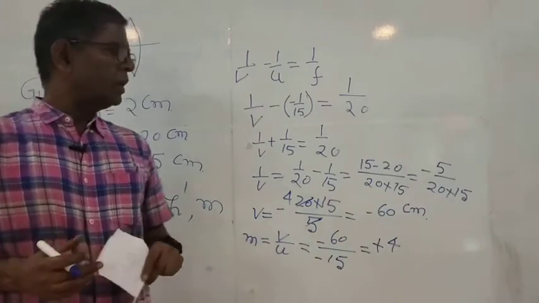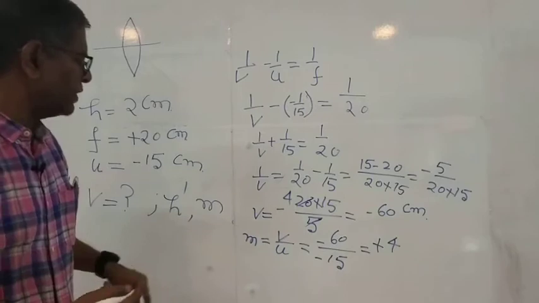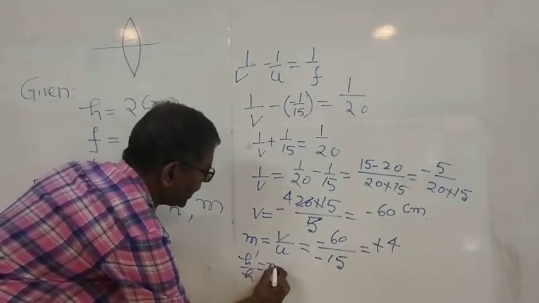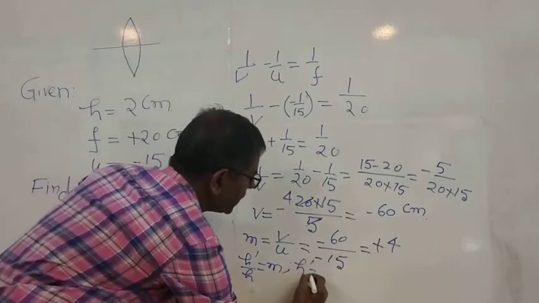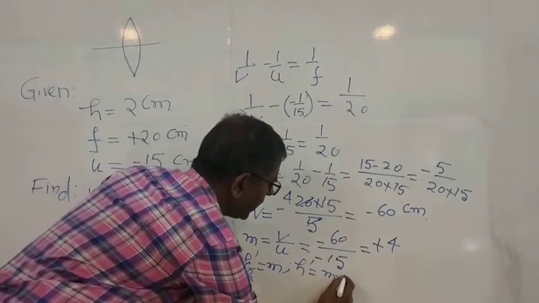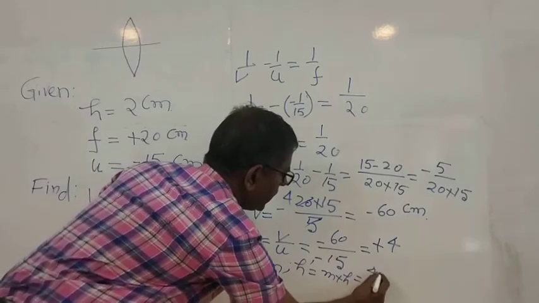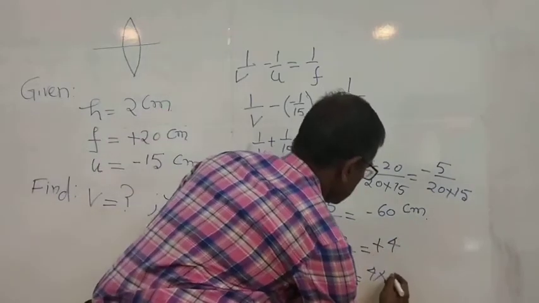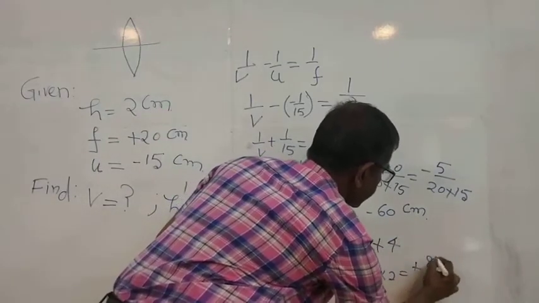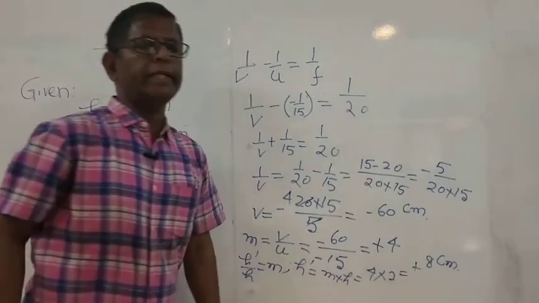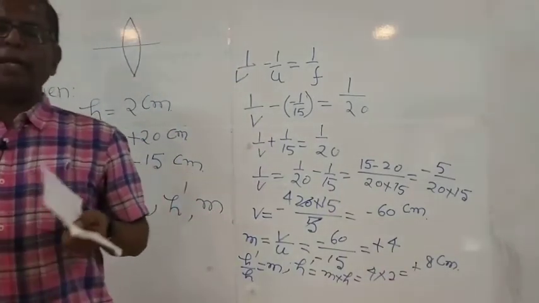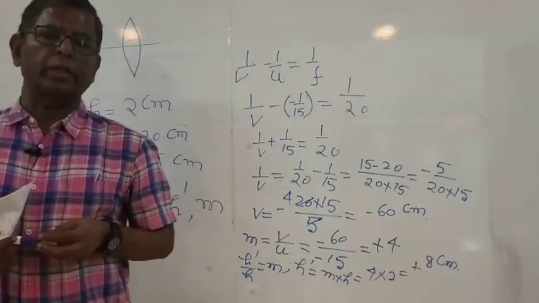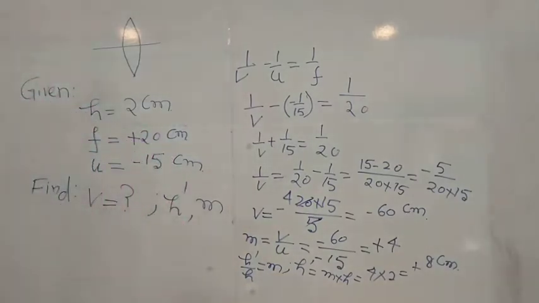Now you can find out the height of the image. So the height of the image, H prime by H is equal to M. So H prime is equal to M into H. So 4 into 2 centimeter, so this is plus 8 centimeter. Because M is positive, the image is virtual, magnified, and the height is 8 centimeter. This is how we solve the problem.